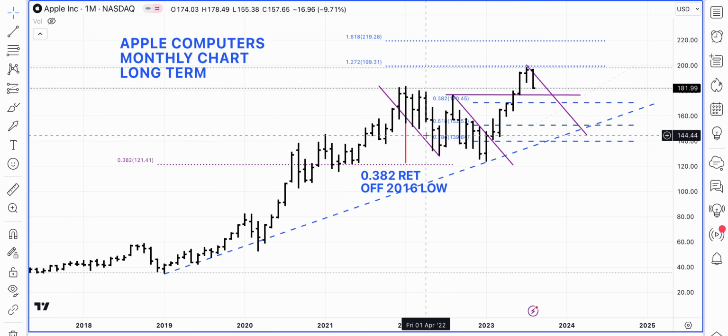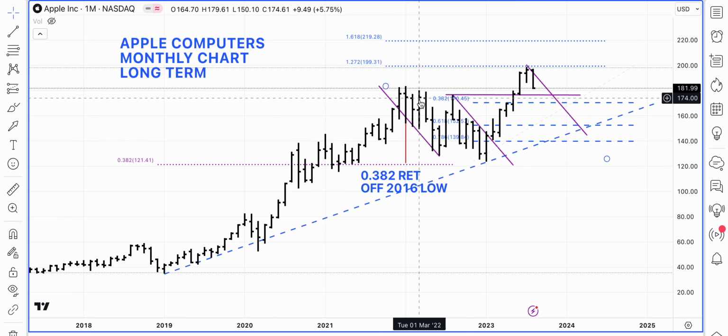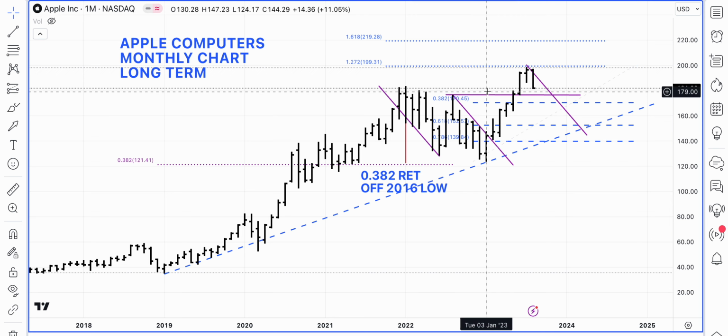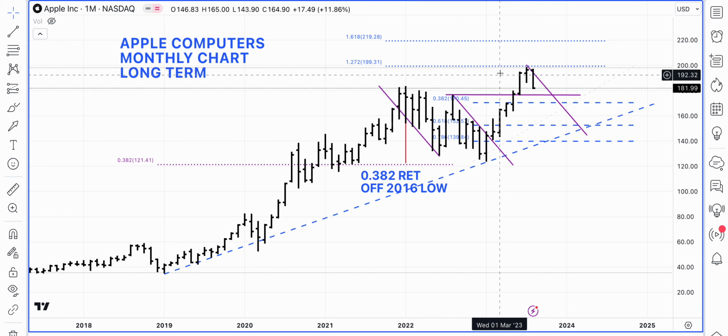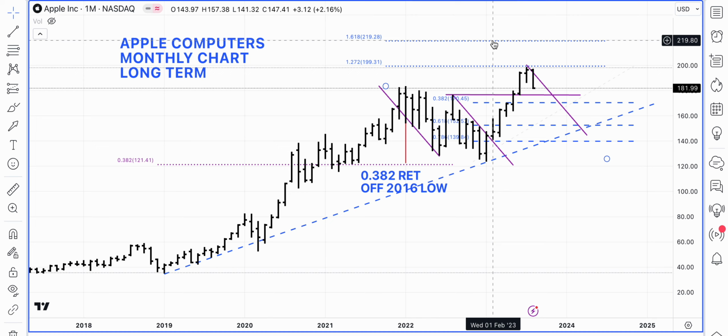The stock was trading in it for quite a while, and when it broke out of it, then it went to the 1.272 expansion. So we had the two targets. We were looking at about the $200 per share level, and then we also have about the $220 per share level.